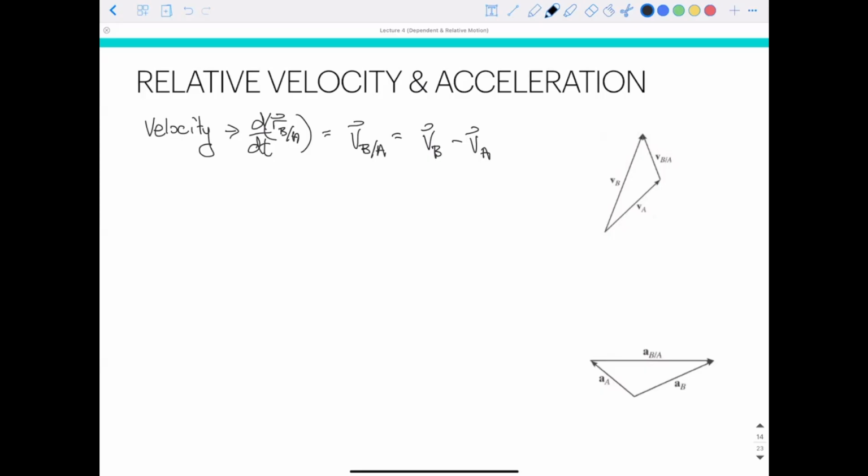And if we were to reverse this, maybe we wanted to find the velocity of A with respect to B. It's the same thing with position vectors as well. We could say the velocity of A with respect to B is actually just the negative of this. So that would be velocity A now minus velocity B.